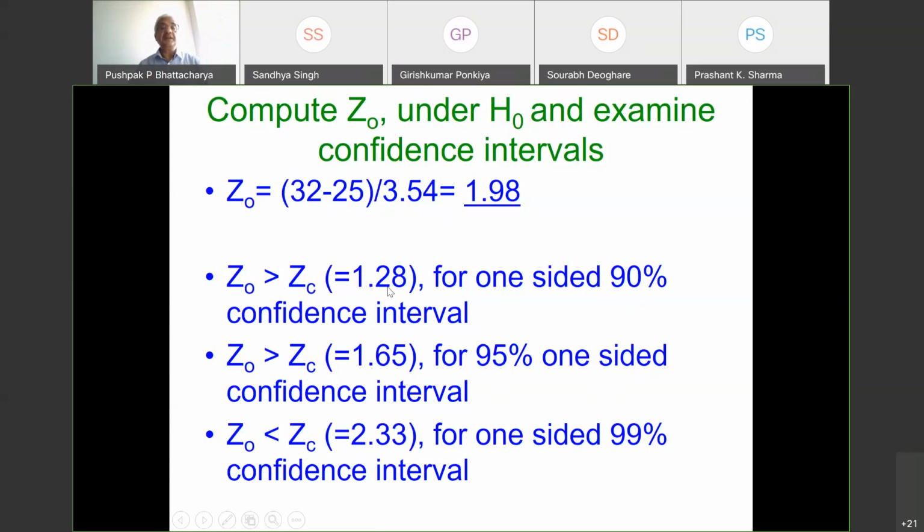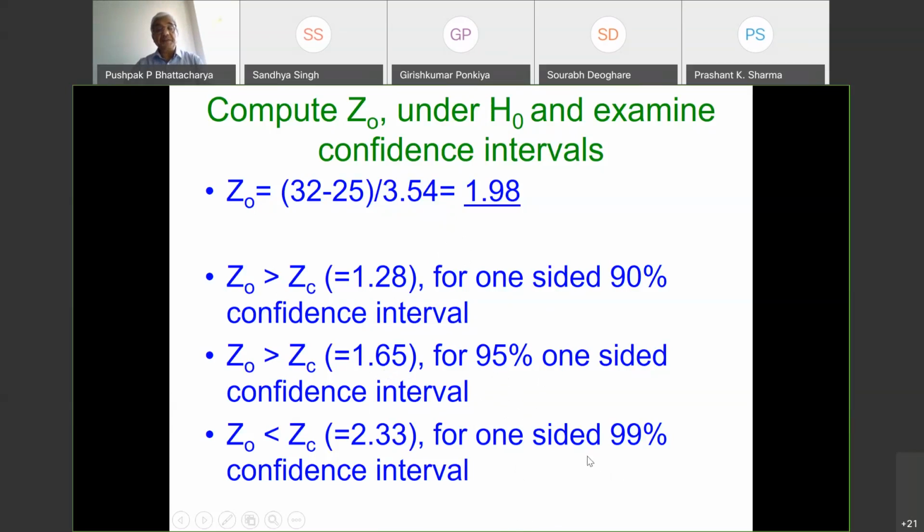10% of the area will be from 1.28 to plus infinity. And we are doing a one-sided test. For 95% confidence interval, the critical value of Z is 1.65. Again, ZO is greater than ZC, which is 1.65.